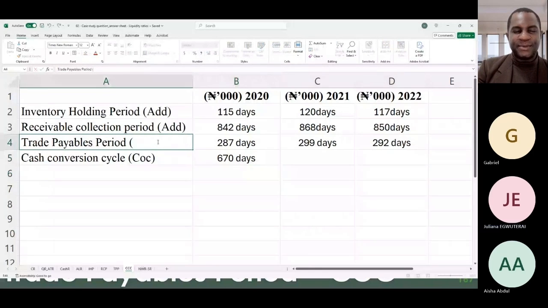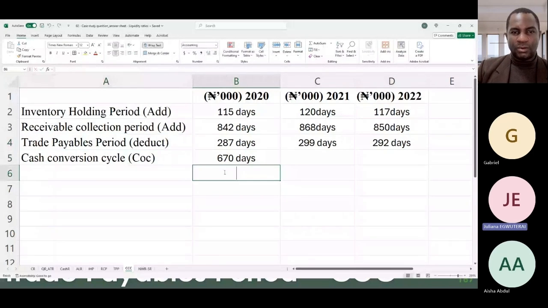So how many months is 670 divided by 30 days? 670 divided by 30. Yes. 22 months. No. Their cash conversion cycle is bad. It is bad. It's bad.